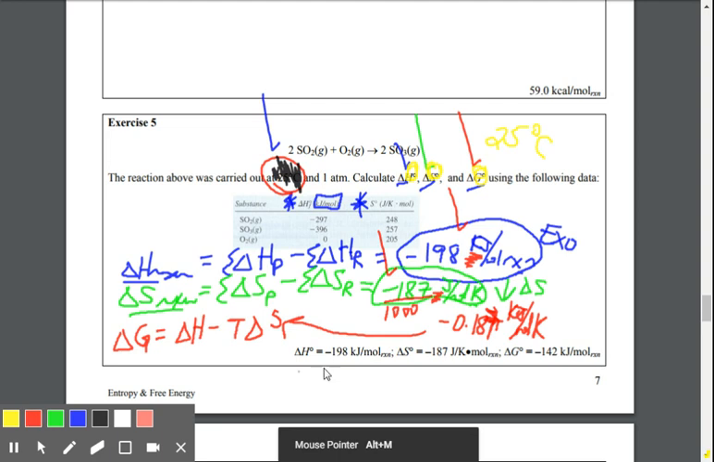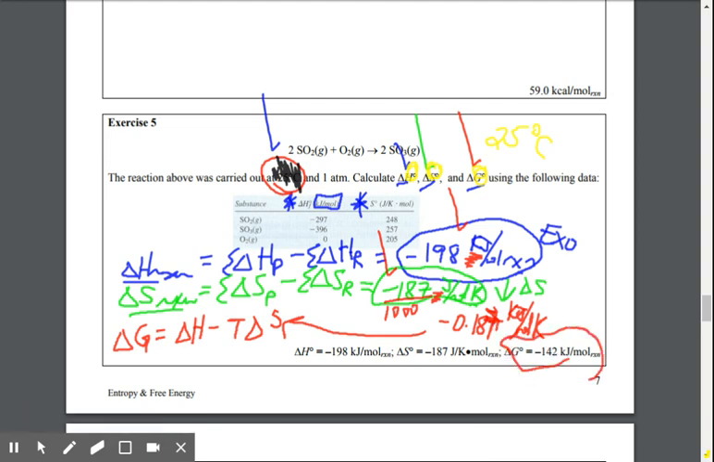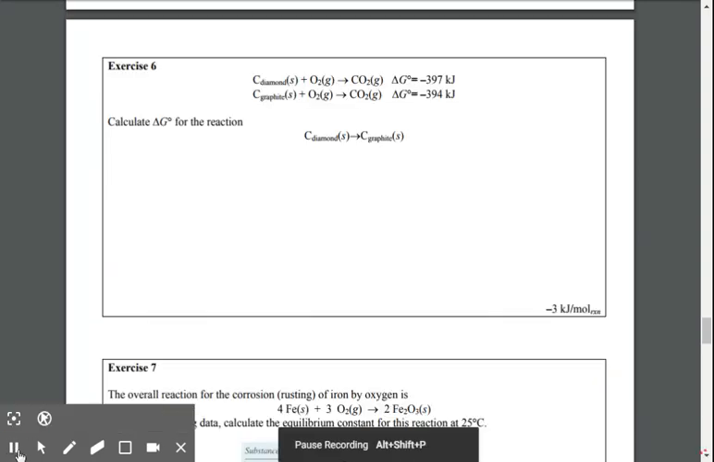So when you solve for delta G, you should get negative 142 kilojoules per mole reaction for your answer there. Now, the question is, what does that indicate about the reaction? Well, that indicates that my reaction is thermodynamically favorable, that the reaction happens on its own. So we have a reaction that's exothermic, that's decreasing in entropy, but it is thermodynamically favorable.